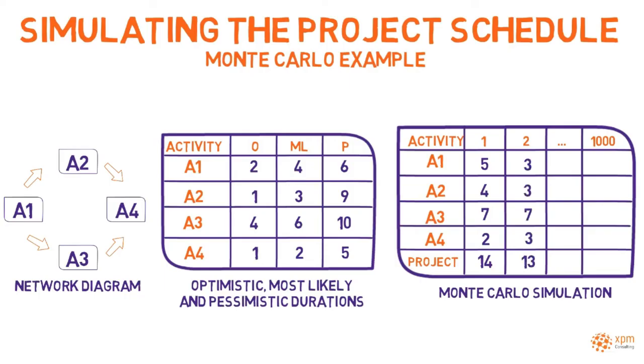On the second iteration, the method returned 3, 3, 7 and 3 weeks as the duration estimates for A1, A2, A3 and A4. The estimates were then aggregated into an overall project duration of 13. The process was repeated multiple times. For each iteration, the model returned estimates for each activity and an overall duration.